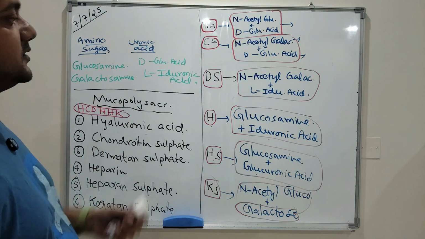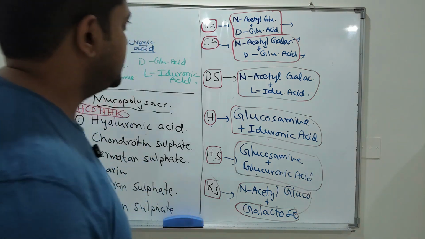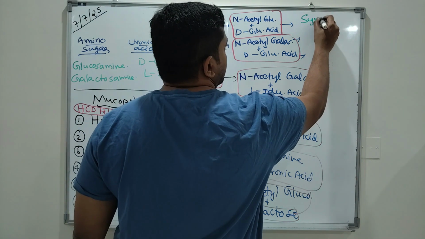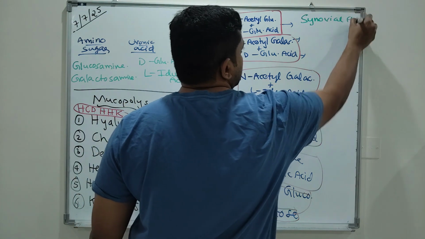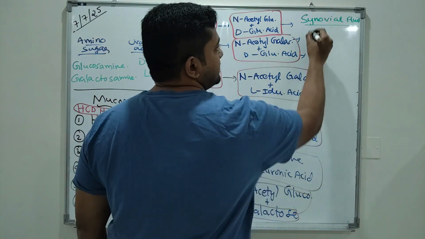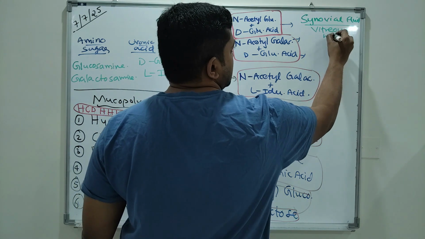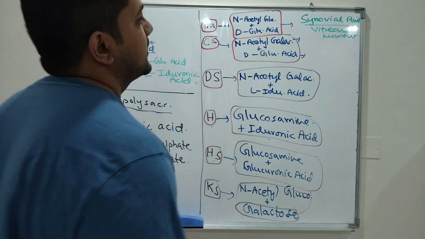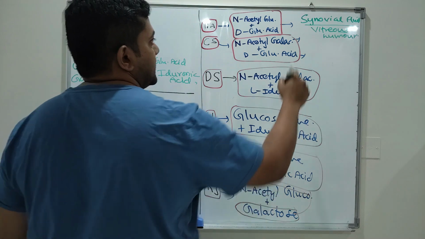Now the locations of each are easy to remember actually. Hyaluronic acid is found in synovial fluid. Okay, I think you have studied this in anatomy and histology. Synovial fluid and also in the vitreous humor of the eye.